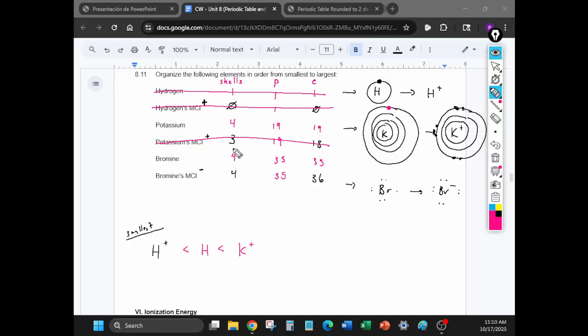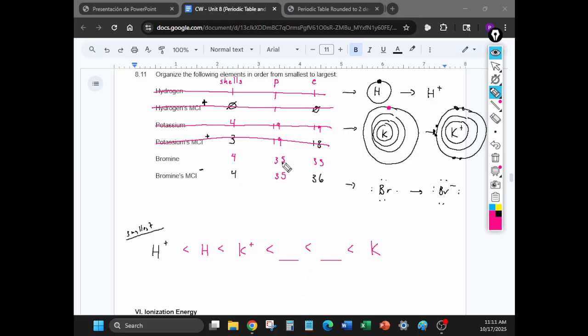Now the remainder of them have the same number of shells. It's 4, so we can't look at the shells. So we move on to the protons. Now, we said that more protons means what? Bigger or smaller? Smaller. More protons means smaller because it's pulling the electrons more. So we get an answer here. Potassium is going to be our largest. There's a big gap between potassium and potassium plus. So we got 2 slots left over for Br and Br minus.